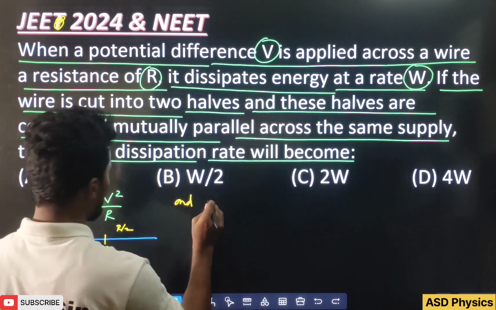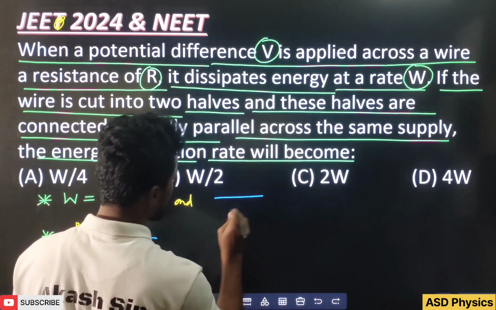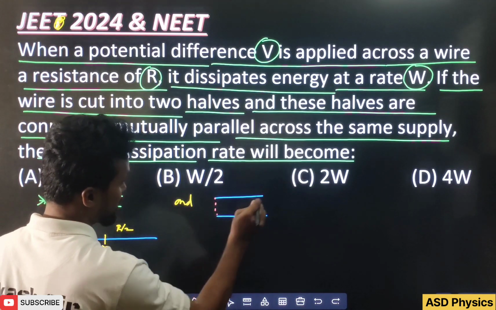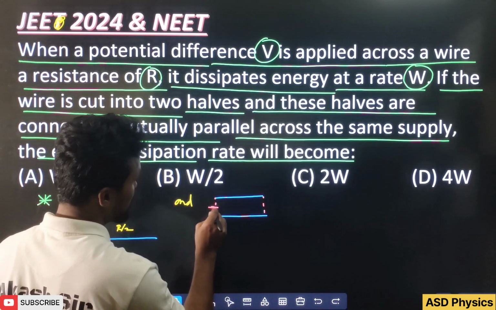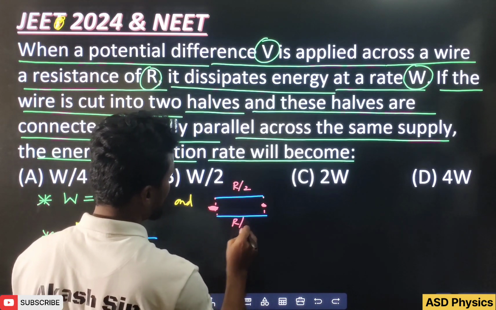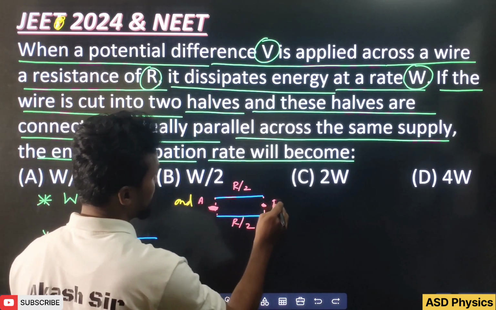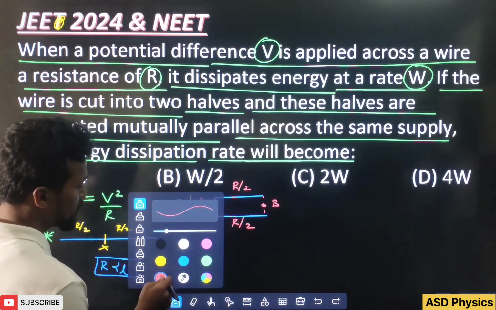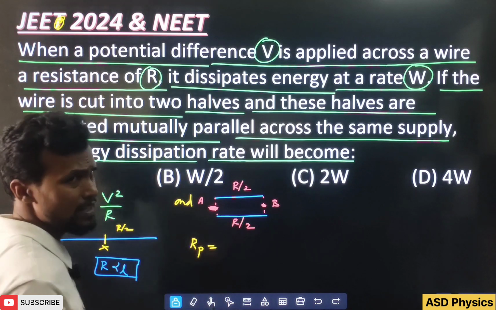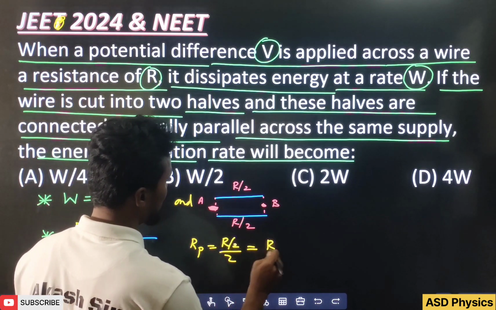After that, both these parts are connected in parallel, like this, across points A and B. So R by 2 and R by 2 are connected in parallel, and the equivalent resistance will become R by 2 in parallel with R by 2, which is R by 4.